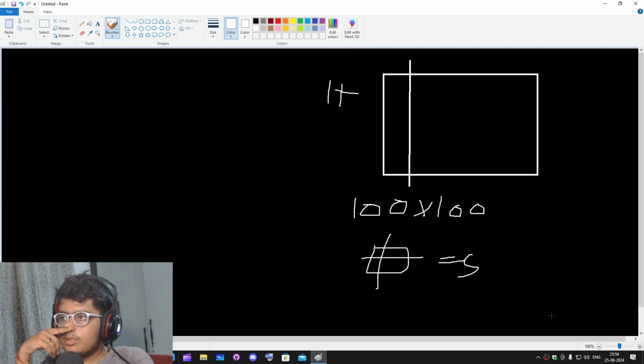Okay, I will apply it on 100 into 100, but how will you add these numbers, 1 square plus 2 square plus 3 square till 100 square?